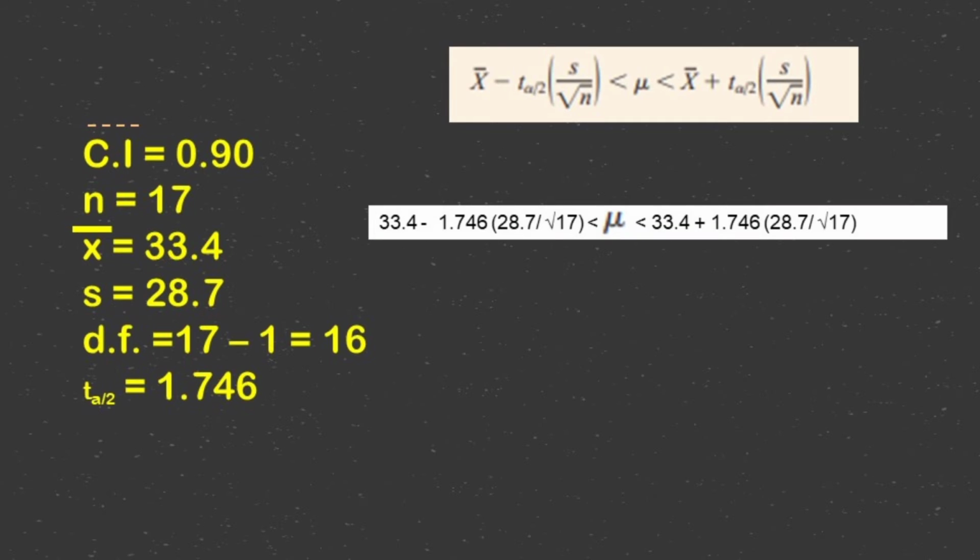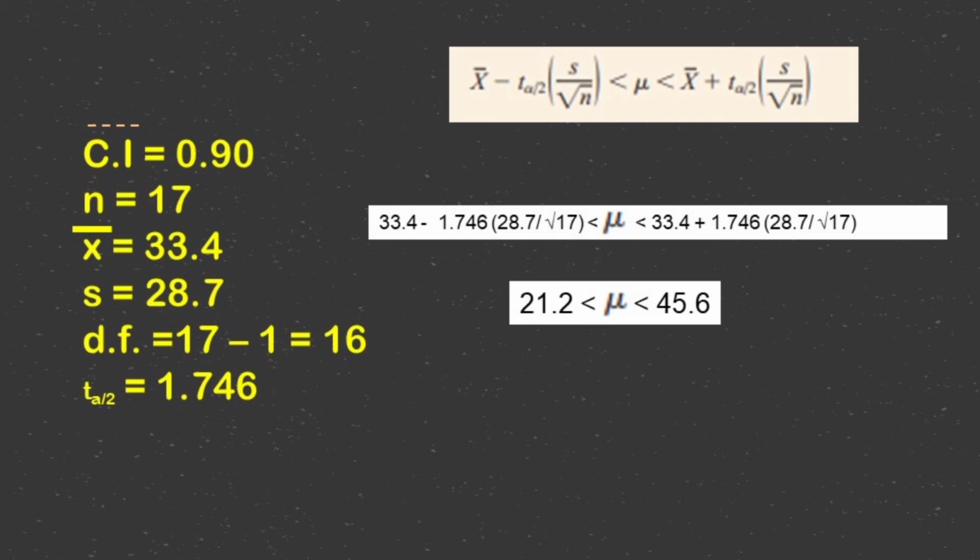So we have 33.4 minus 1.746 times 28.7 divided by the square root of 17, then less than population mean, less than 33.4 plus 1.746 times 28.7 divided by the square root of 17. And when we solve this, we will get 21.2 less than population mean less than 45.6. So, the 90% confidence interval for the mean population is between 21.2 and 45.6.